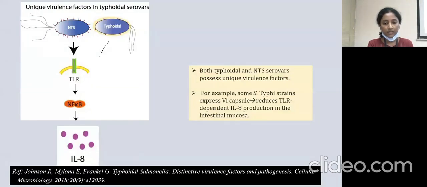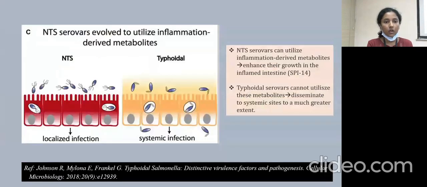Salmonella typhi expresses the Vi capsule, which reduces the toll-like receptor-dependent interleukin 8 production in the intestinal mucosa. Because the non-typhoidal Salmonella serovars have evolved to use inflammation-derived metabolites, they're more likely to cause a localized infection, whereas typhoidal serovars are more likely to cause a systemic infection.